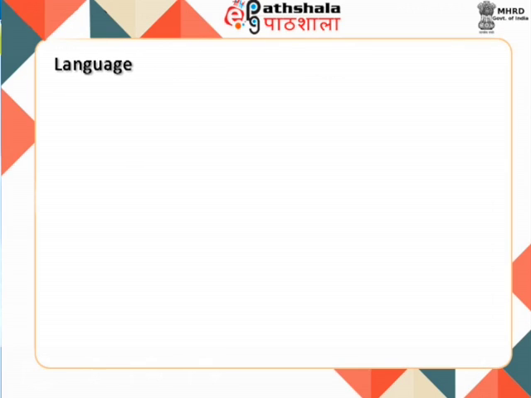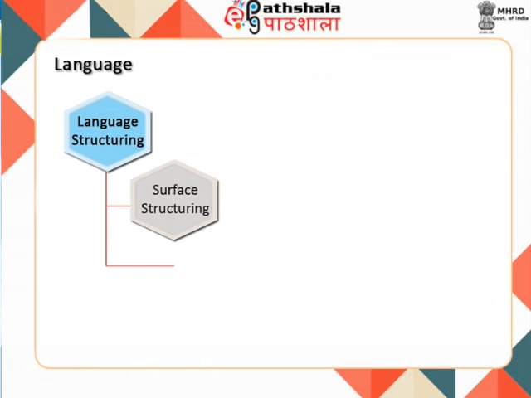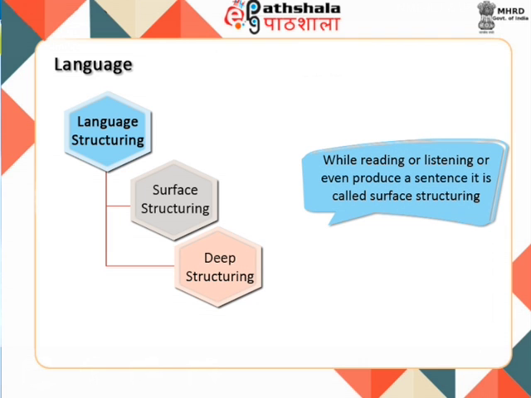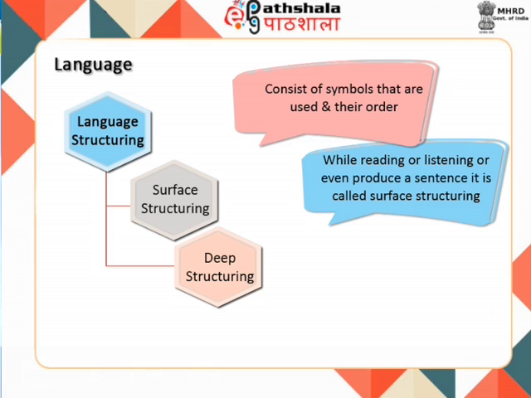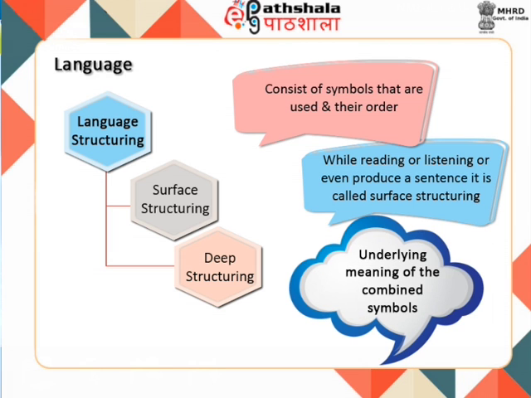Psycholinguistics describes language as having a surface structure and a deep structure. When we read something, or listen to, or even further produce a sentence, it is called surface structuring. It consists of the symbols that are used and their order. Deep structuring refers to the underlying meaning of the combined symbols.